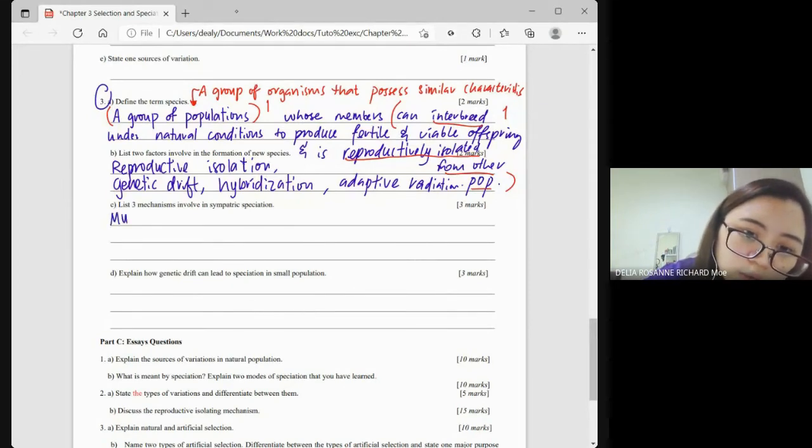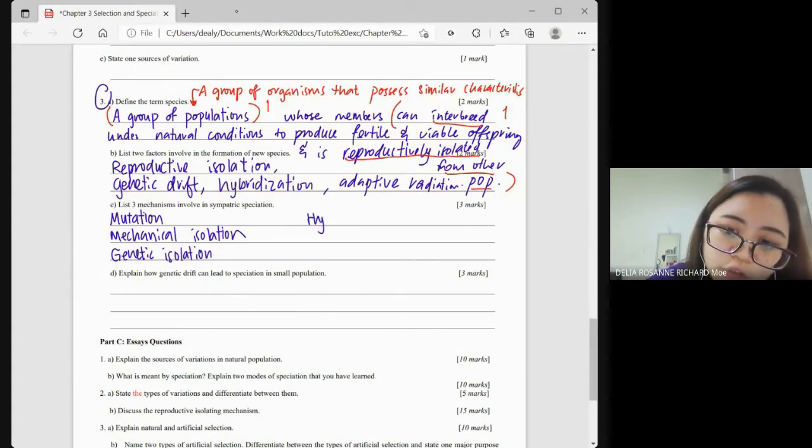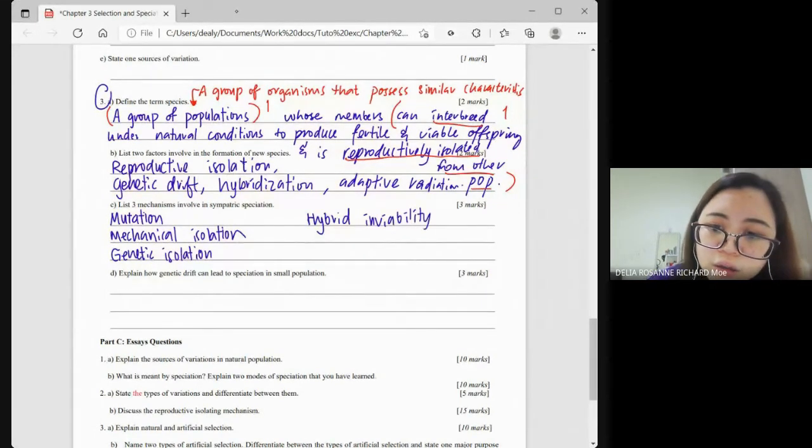They will be mutation, mechanical isolation, genetic isolation, hybrid inviability, and behavioral isolation.